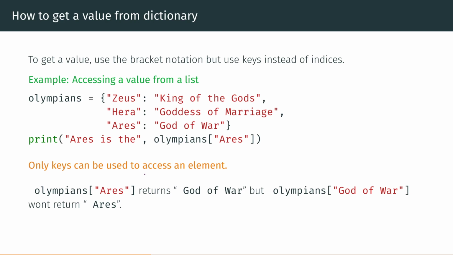By the way, it's important to notice that only keys can be used to access an element, which means an element cannot be used to access a key. So Olympians Ares would return the god of war, but Olympians god of war would not return Ares. If you were to map it, the arrow would be just from key to value and not the other way around. It's a one directional mapping.